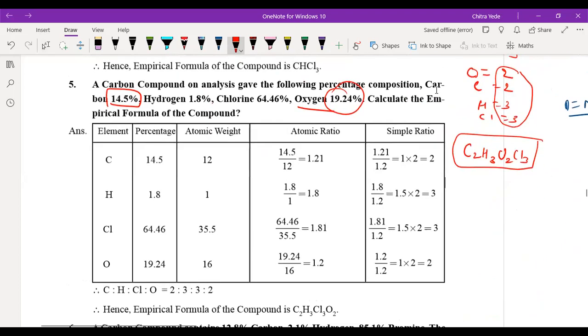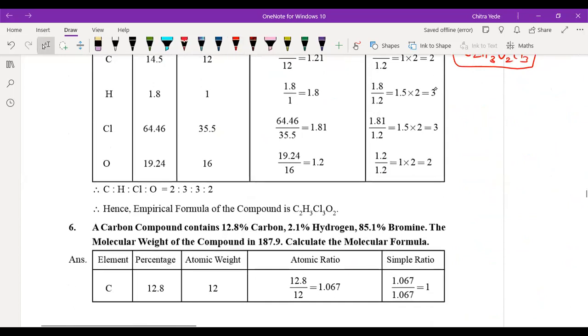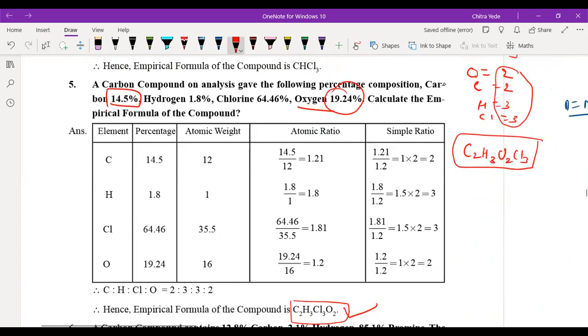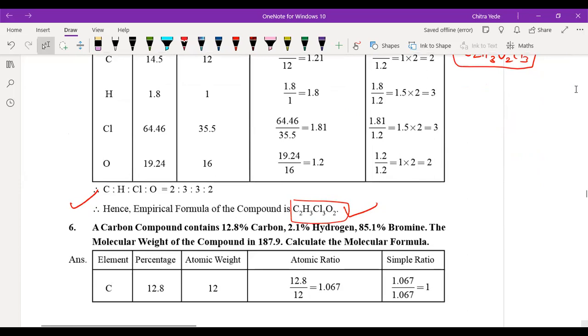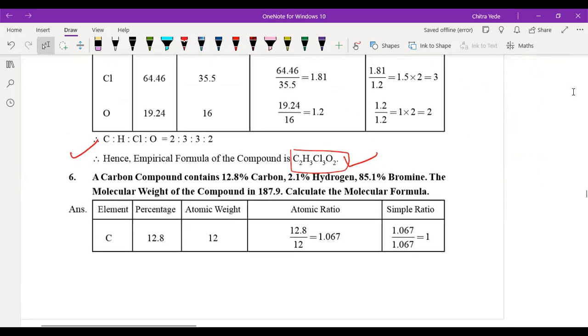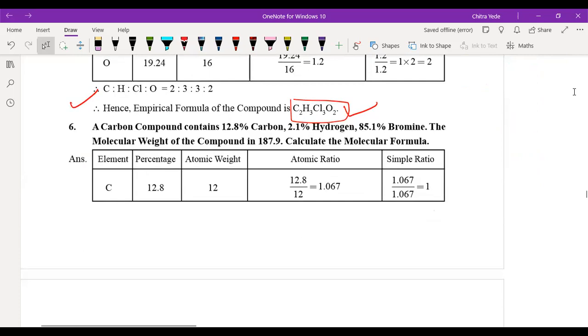Let's check. Yes, C2, H3, Cl3 and O2. So this is the empirical formula. I hope you are able to calculate the next one. Okay, so in the sixth problem, here we have one more example.